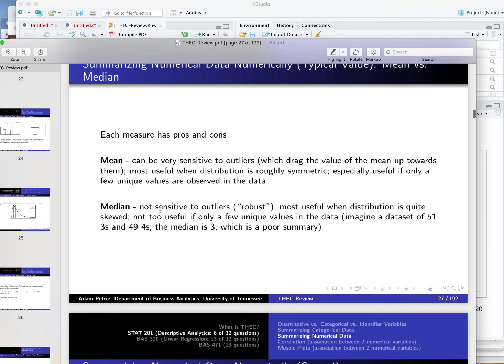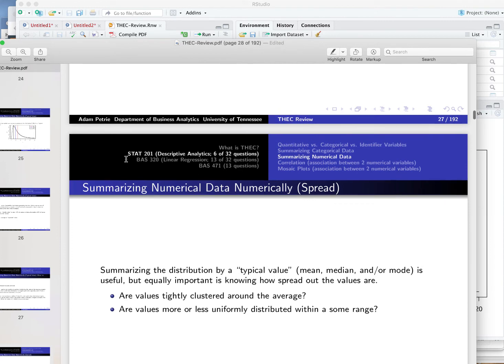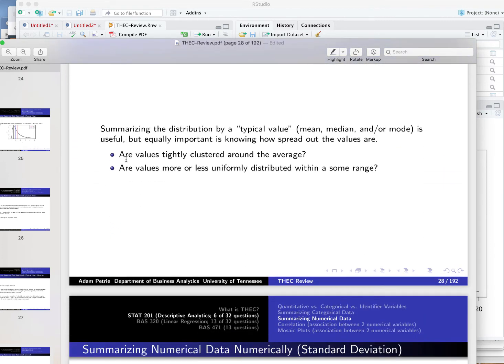So there are some pros and cons to both. Definitely review them. We've talked about them during this narration, so I'm not going to say that again. But here are some nice tips for how you decide whether or not to use the mean or the median.